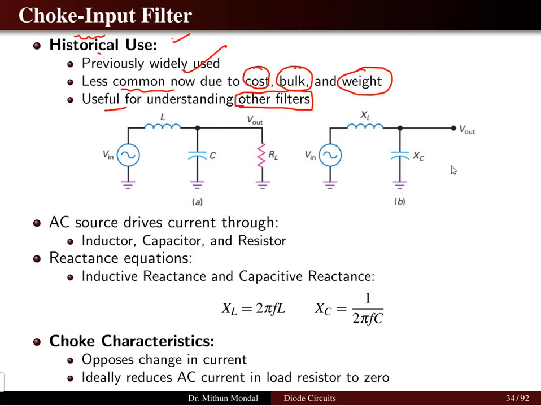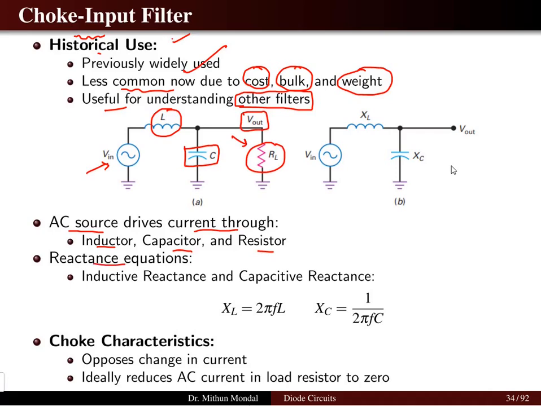The choke input filter consists of an AC source, which drives the current through the inductor, capacitor and resistor. So we have one inductor connected in series, and a capacitor connected in parallel to the load resistor, and you will have the output voltage across the load resistor.